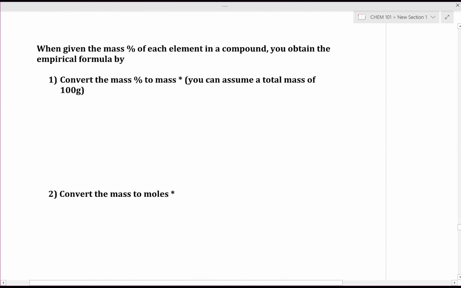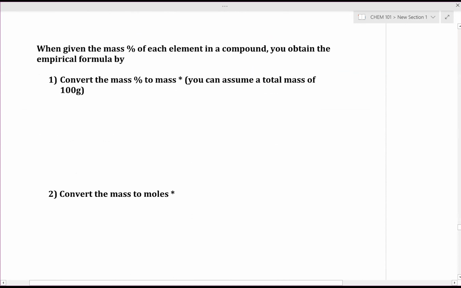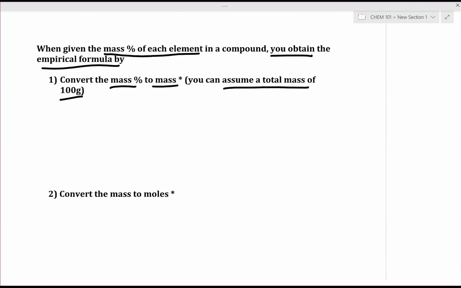But for those of you that want to calculate the empirical formula the longhand way, let's talk about how you do that. You're welcome to use either method, but let me show you how you would do it the longhand way. If you're given the mass percent of each element, you can obtain the empirical formula in a step-by-step process. Step 1, you'd convert the mass percent to mass. In this case, you're allowed to assume a total mass of 100 grams. We've established already that the total mass doesn't actually matter, right? It cancels out. So you can assume whatever total mass makes the math easier.